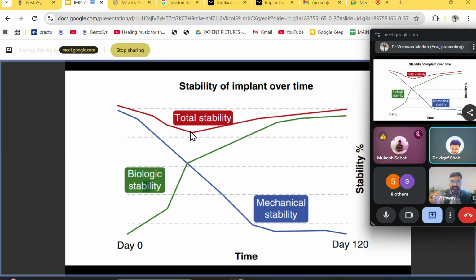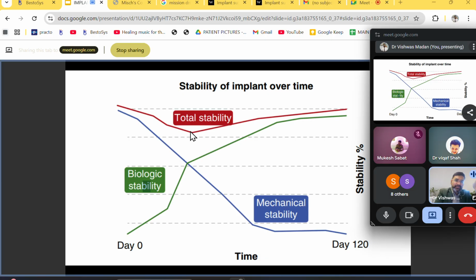Sir, do the types of bone, D1, D2, D3, D4, play a role in the mechanical and biologic stability? Absolutely, wonderful question. Yes, it does a lot. Now tell me, D4 bone, which is very mushy, will it have good primary stability or bad primary stability? Obviously bad primary stability. Very nice. D1, will it have good primary stability or bad primary stability? Good primary stability. Very good.